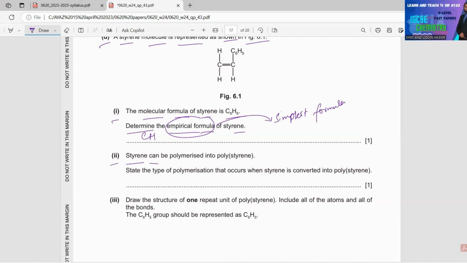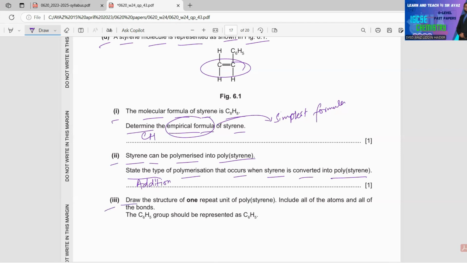Number 2, styrene can be polymerized into polystyrene. State the type of polymerization that occurs when styrene is converted into polystyrene. You see the double bond is here. So it will definitely go for addition. Addition polymerization.